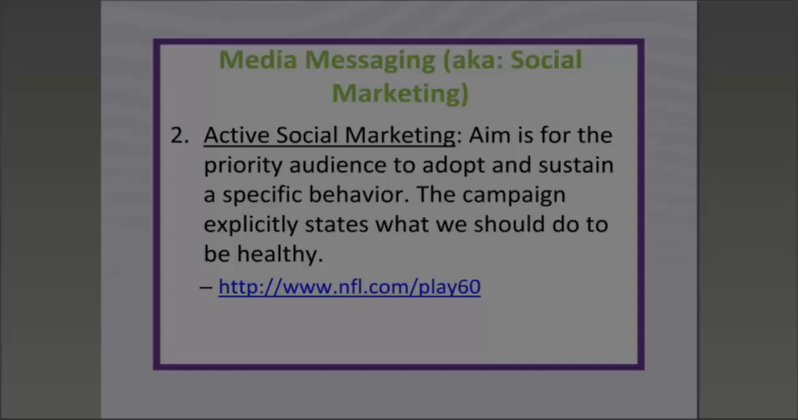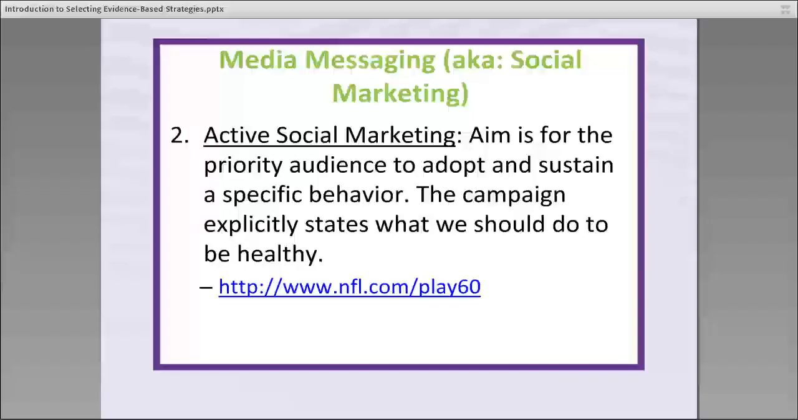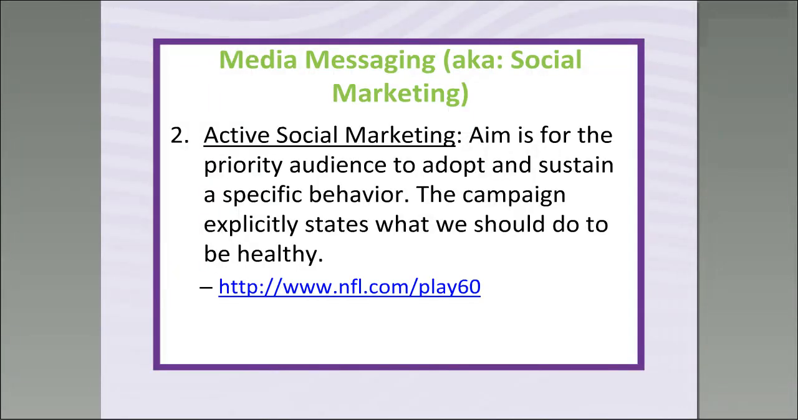The second type, by contrast, active social marketing, the aim is for the priority audience to adopt and sustain a specific behavior. In this case, the campaign is very explicit on what we either should do or should not do to be healthy. The example that we have here is the National Football League or NFL's Play 60 campaign. When we hear Play 60, we know that the NFL wants children and young people to be active or play for 60 minutes a day.